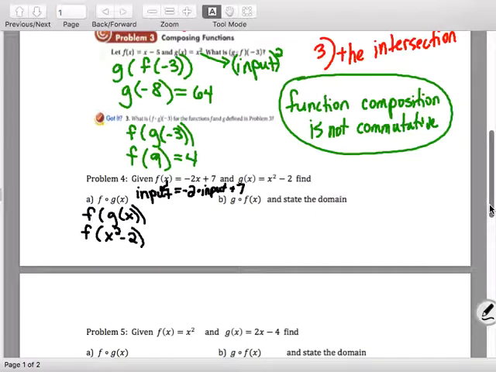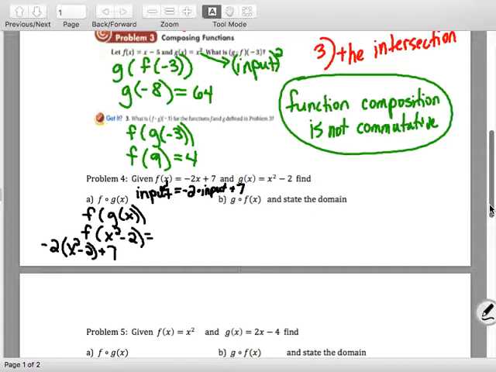So when I go to do f of x squared minus 2, what's my input now? What am I trying to put into f? Jacob? X squared minus 2. Beautiful, okay? My input is whatever's inside the function, okay? So watch what's going to happen. This is negative 2 times my input plus 7. I'm not done, but this is your initial step. And then we're going to tidy it up however we need to.